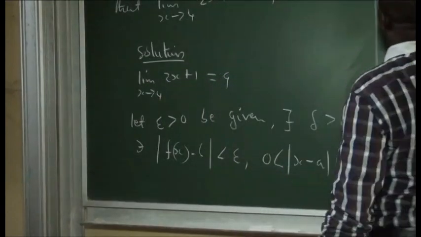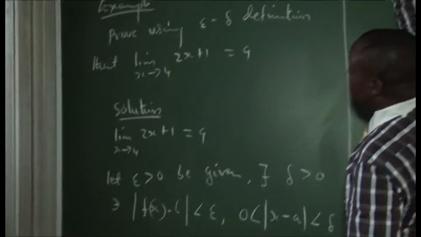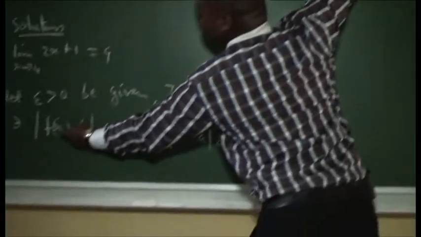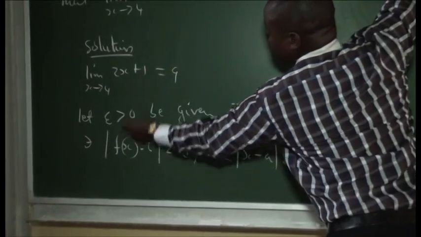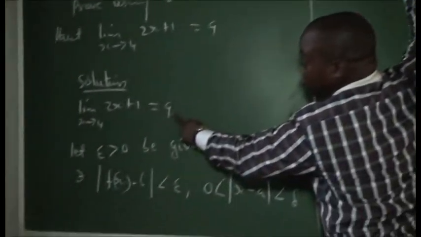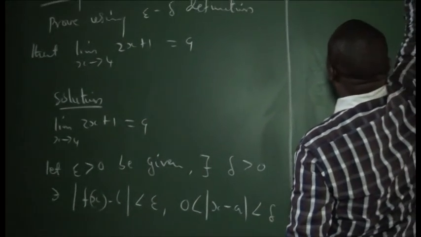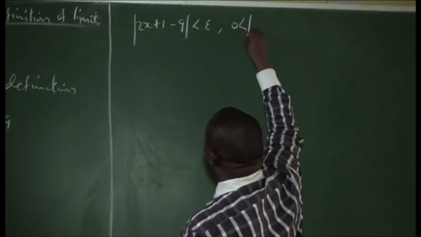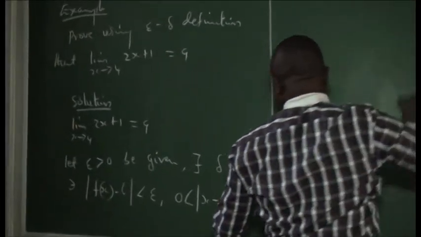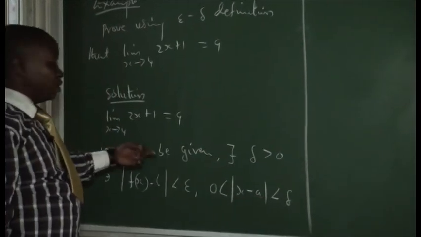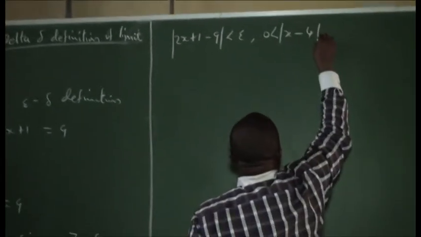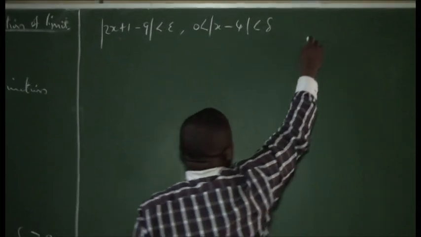So here we will have something like this: the absolute value of 2x plus 1, that is f of x, so f of x is 2x plus 1, we put it there, minus 9, because 9 is L, the limit, will be less than epsilon whenever 0 is less than |x minus 4|. You see, in this context, a is what x is approaching, and here it is 4. So we put the 4 here. It will be less than delta.